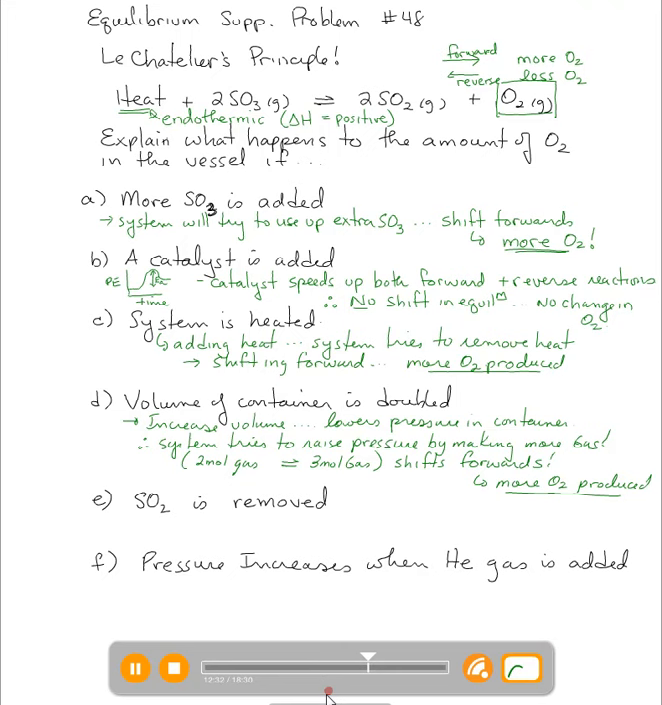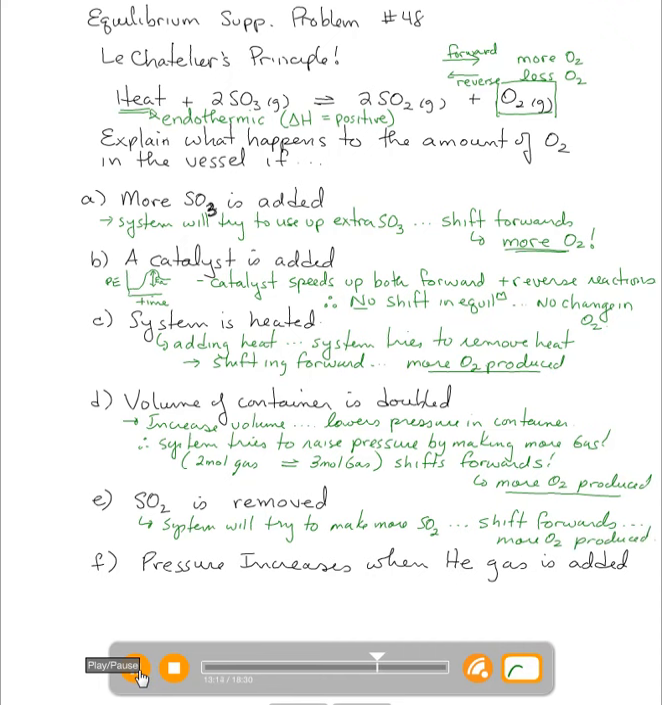The fifth example, this one should be a little bit easier. We're removing SO2. So this is very similar reasoning to the answer to part A. It's just backwards. So if we're removing SO2, the system will try to make more SO2, and I look back and SO2 is a product in this equation, so it will shift forwards, and look at that, we again get more O2 produced.